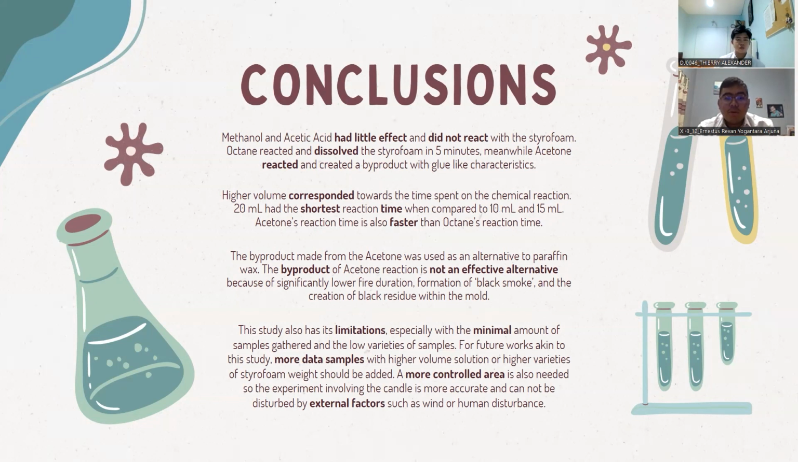And thirdly, we found that the byproduct of acetone is not an effective alternative because it has a significantly lower fire duration. It created black smoke and black residue. This study also has its limitations because of the minimal amount of samples gathered, so it would be better if we had more data samples and did the experiment in a more controlled area so that external factors such as wind or human disturbance did not happen. Next slide.